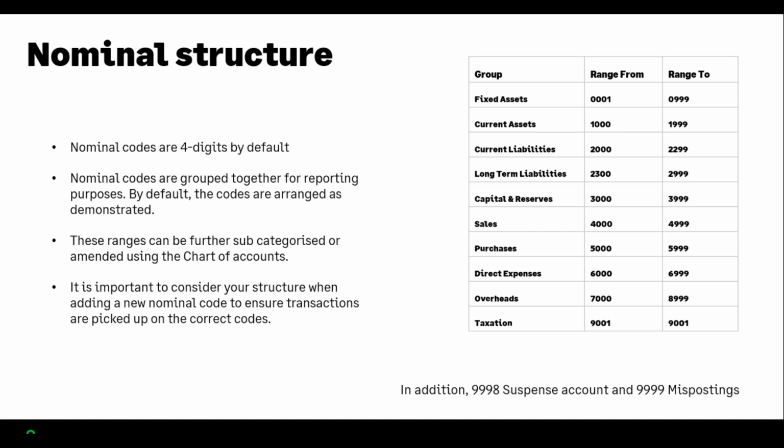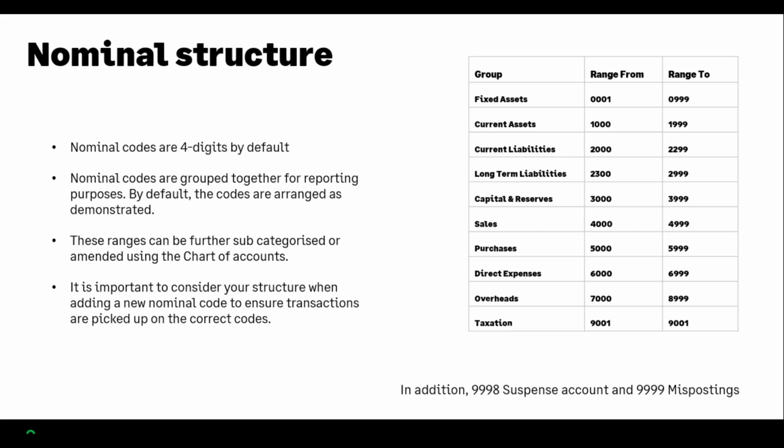They're grouped together again for reporting purposes, and they are arranged as you see on the right hand side. I'm not going to sit and read that list out for you. What I would do is either look in your program or download the handout, and it's going to be there for you. Now, these ranges can be, and the majority are, subcategorized, so you can really get into finer detail when you're running your reports. And that can be amended using the chart of accounts.